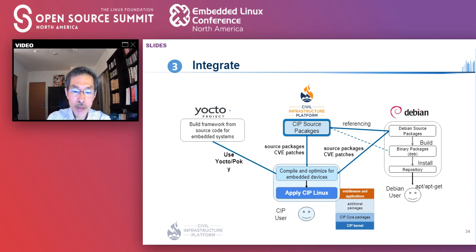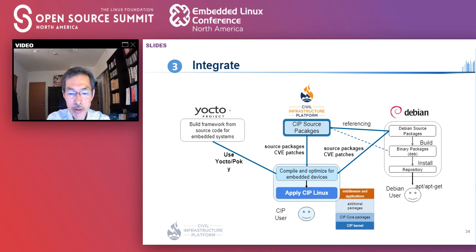The third action is integrate. Precisely speaking, this action is not taken by the kernel team, but by CIP kernel users. By integrating the SLTS kernel with CIP core packages and additional packages, industrial systems or devices can be developed. CIP refers Debian for userland packages. If you'd like to use Debian source packages, you can use Yocto Poky as a build system.